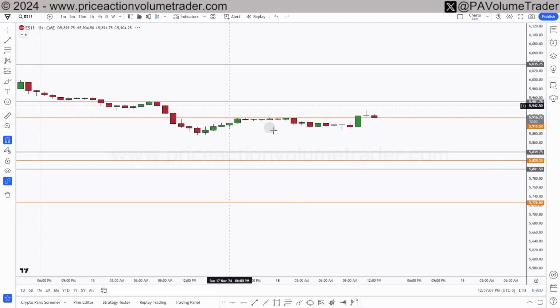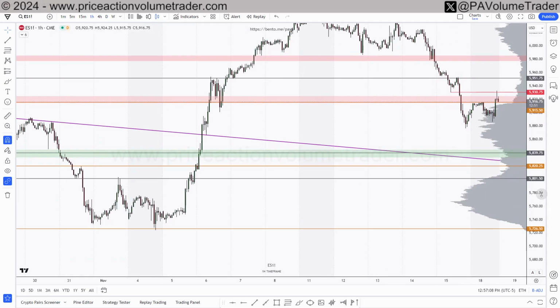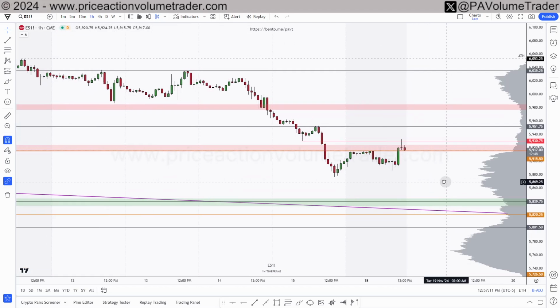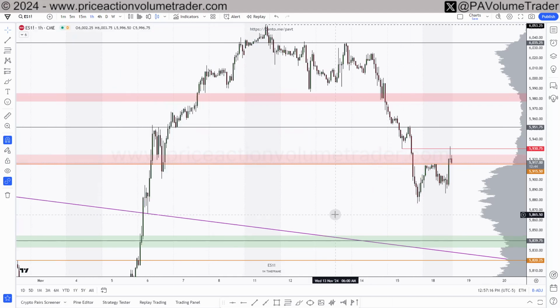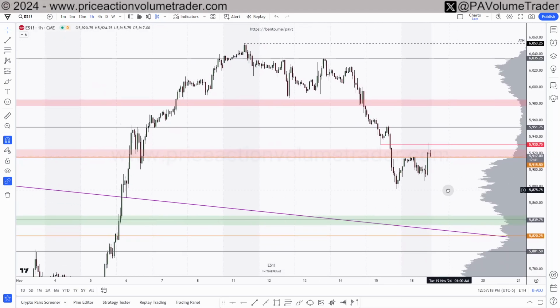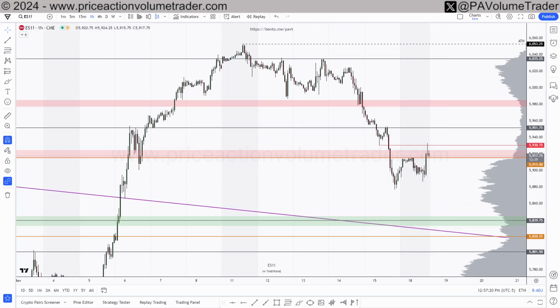So going into the hourly, I said in the video on Friday that I was leaning bullish for the opening of this week because we have a high volume node. We're in a downtrend because here you can see we broke this swing low, we broke this swing low as well. So on the hourly time frame, we've shifted structure on the lower time frames.